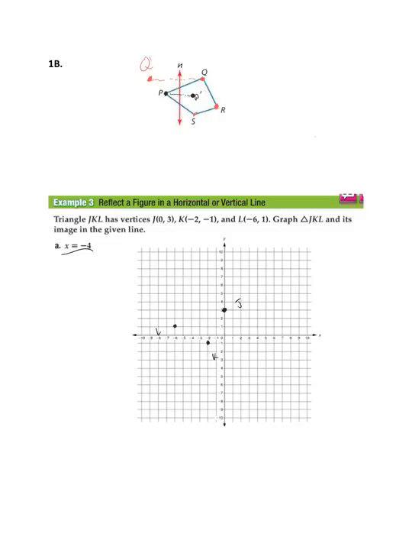So let me connect JKL here. We're going to take this triangle and reflect it across the line. I'll use a different color here. x = -4.